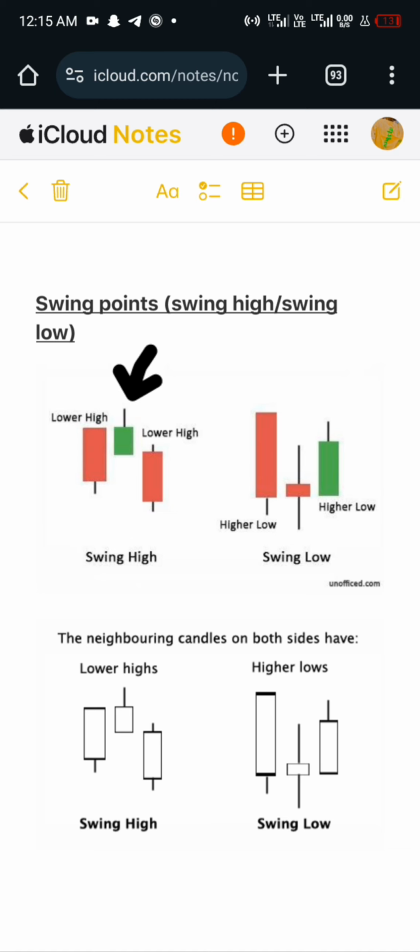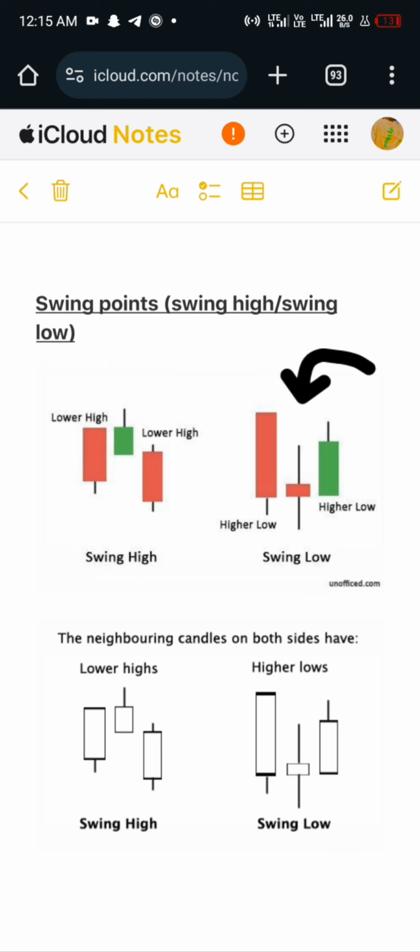If for any reason the candle in the middle is lower than the one on the left or even than the one on the right, it will no longer be a swing high. What makes it uniquely a swing high is because the one in the middle is higher than the one on the left and the one on the right. Now, let's carry that same logic and bring it over to the swing low on the right hand side.